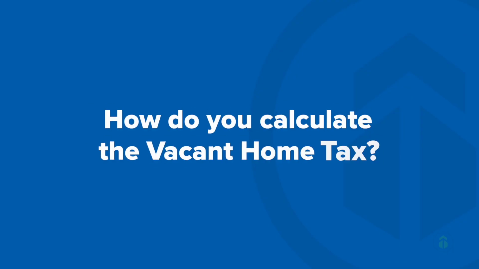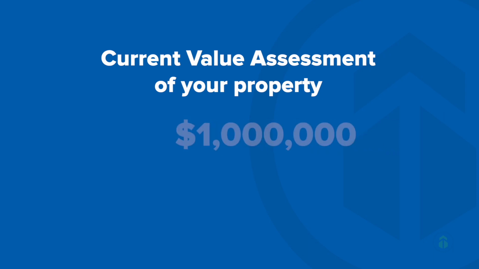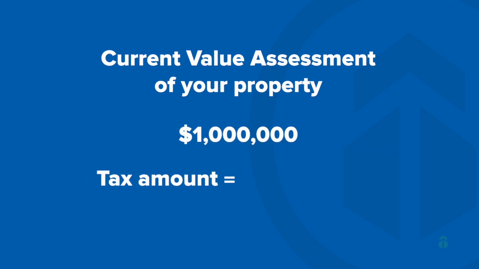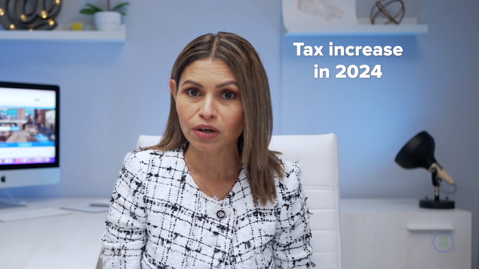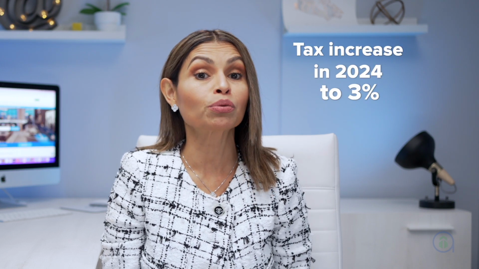Another question you might be wondering is, how do you calculate the vacant home tax? For 2022 and 2023, the tax is 1% of the current value assessment, CVA, for properties vacant for more than 6 months. For example, if the CVA of your property is $1 million, the tax amount billed would be $10,000, 1% times $1 million. However, homeowners and investors should note that starting in 2024, the tax will increase to 3%.